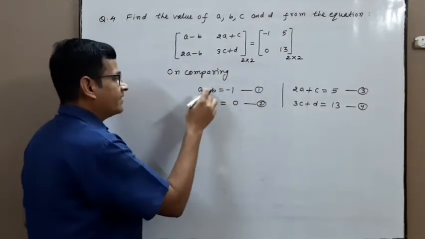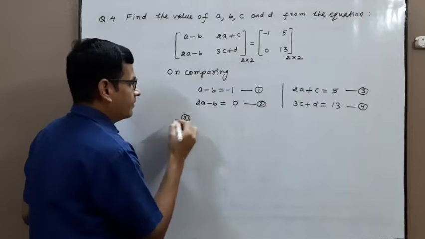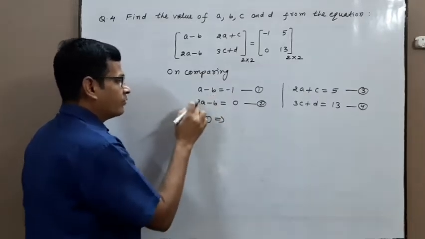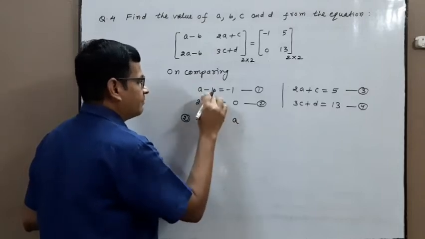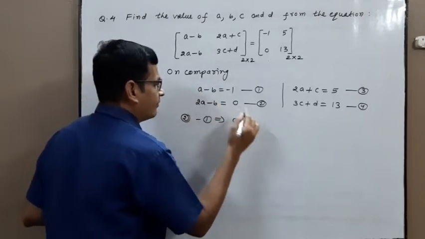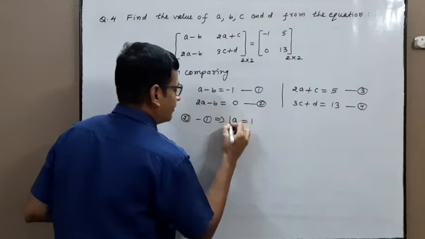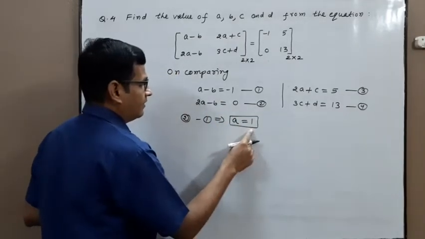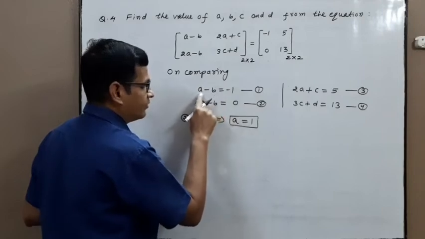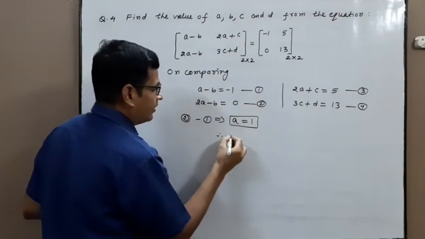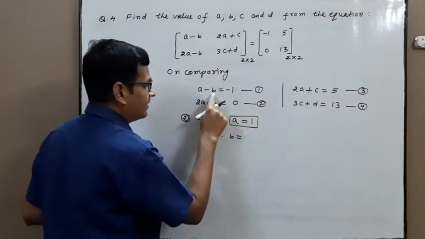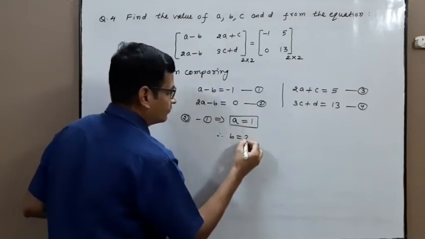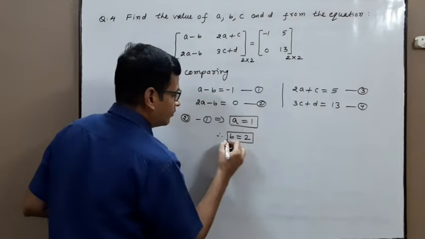Now simplify these equations. Subtract equation 1 from equation 2: 2A minus A, minus B cancels, and 0 minus minus 1 equals plus 1. So A equal to 1. Now putting A equal to 1 in any of the equations, the corresponding value of B is 1 plus 1, which is 2. So B equal to 2.